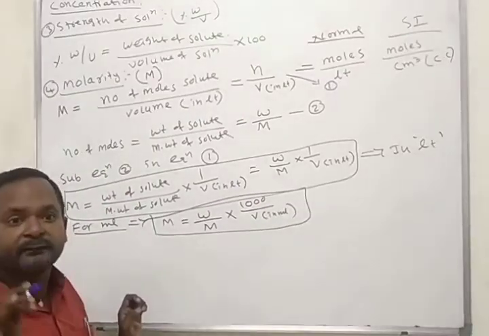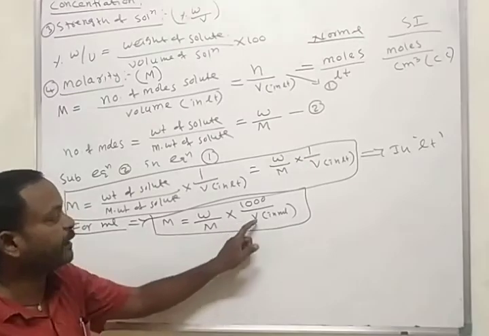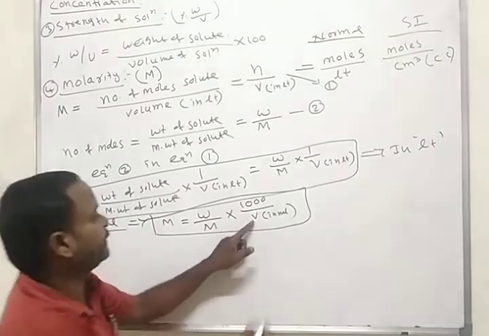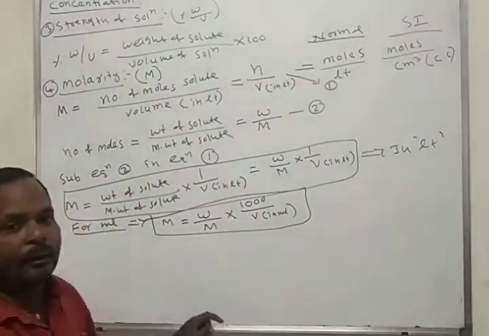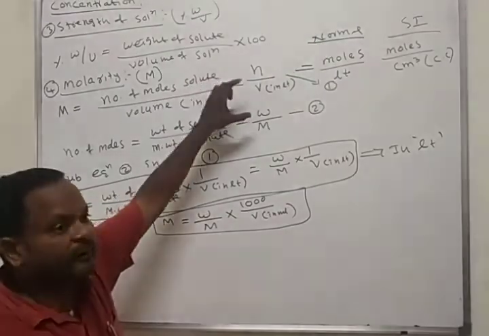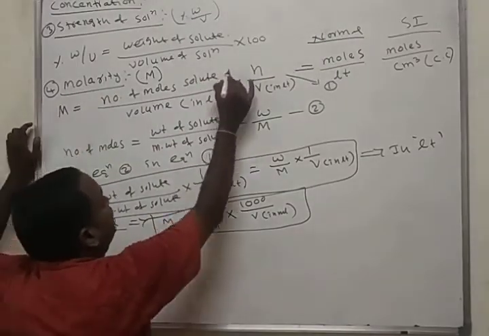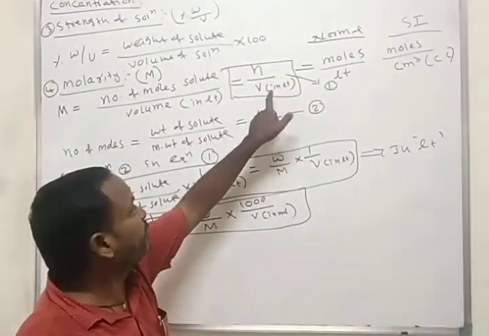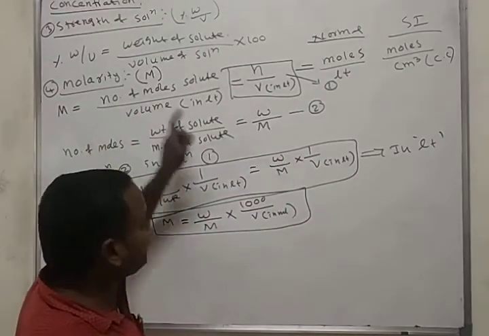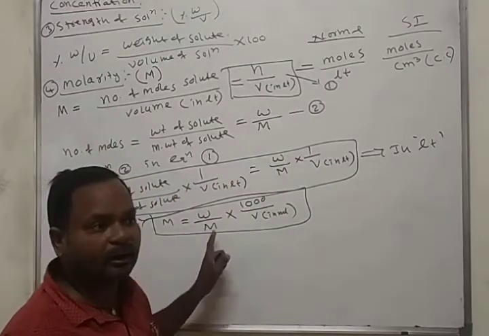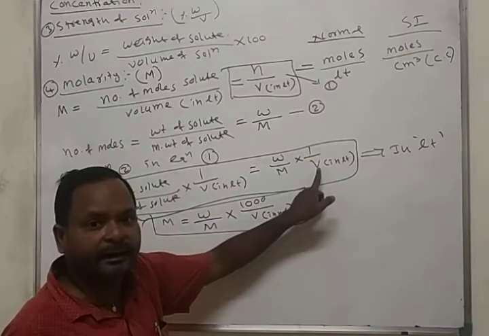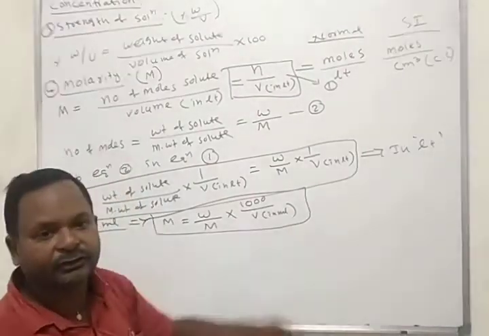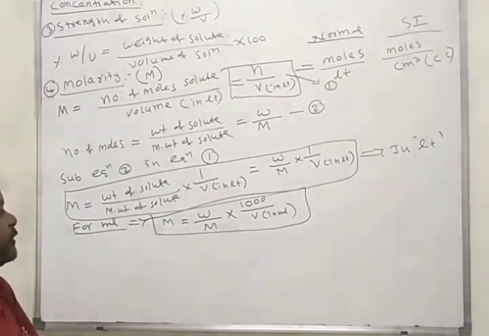This applies if the solution or solvent is given in milliliters. Here we have 3 important principles. One: if you know the number of moles directly, we calculate the molarity. If you know the weight, we calculate the molarity. If the volume is given in liters, we use this one; if given in milliliters, we use this one. In continuation we will see some more principles of molarity.